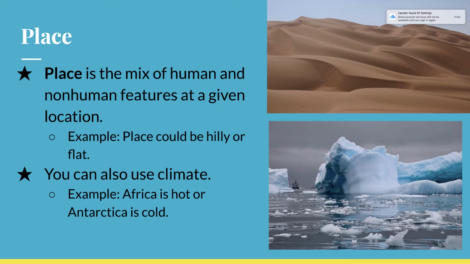So Africa is hot, right? You see this photo at the top corner with all the sand. That is a desert. Deserts are hot. But another form of a desert is Antarctica, where it is cold.